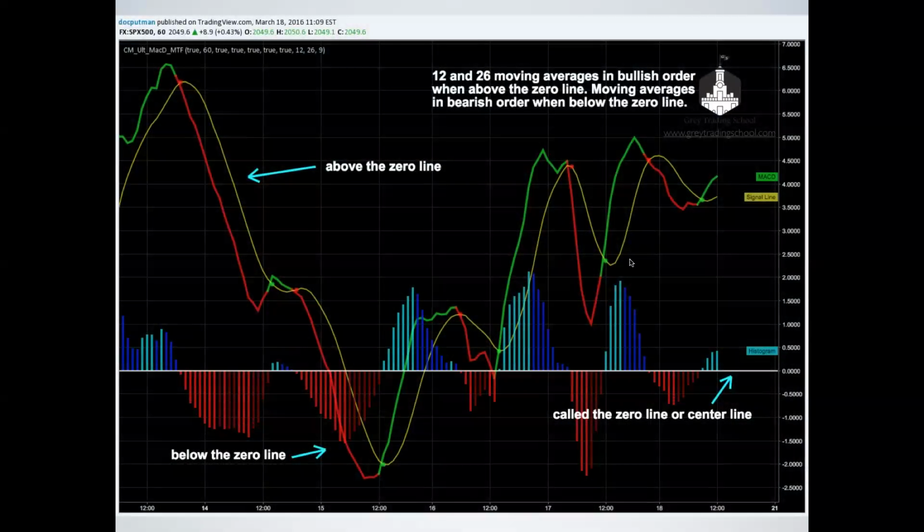So as the name implies, MACD is all about the convergence and divergence of two moving averages. Convergence occurs when the moving averages move towards each other or get closer, and divergence occurs when the moving averages move away from each other.